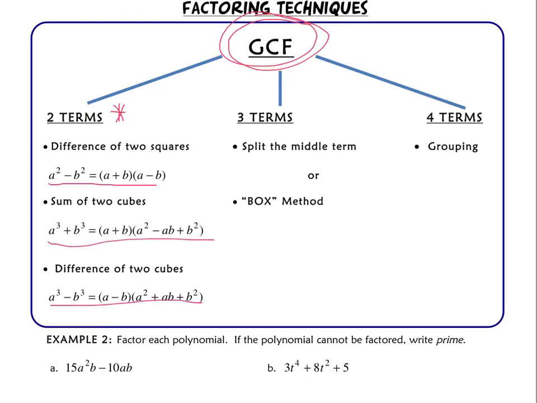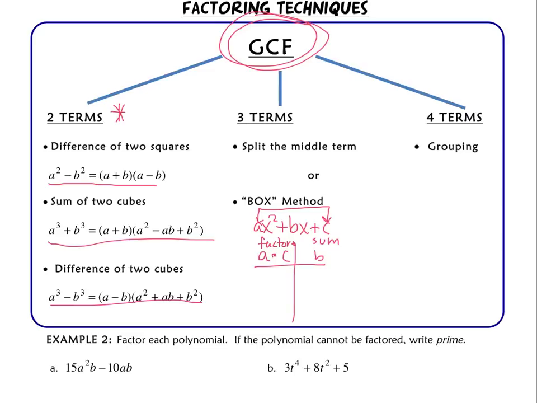If there are 3 terms, depending how you learned it, this is where you would split that middle term or do the box method, or some people call it the product sum method. If you have ax squared plus bx plus c, by splitting the middle term, you find factors of a times c that have a sum of b. So you would always multiply that first and last number. You're looking for factors of that product, and then they have to add up to b.